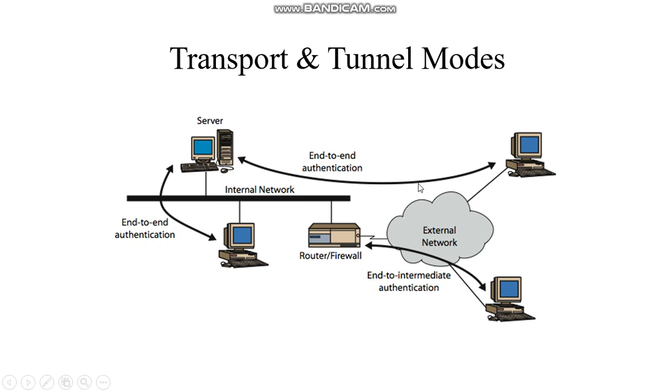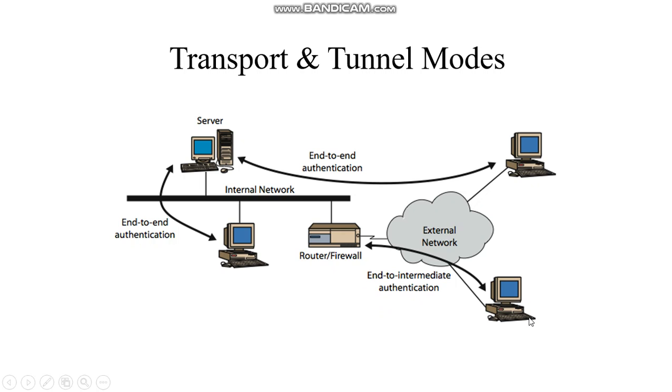The first one is the end-to-end authentication. Here the authentication is provided directly between the client workstation and the server. The workstation can be either in the same network or in an external network. They share a protected secret key. The authentication is secure. It uses the transport mode security association.